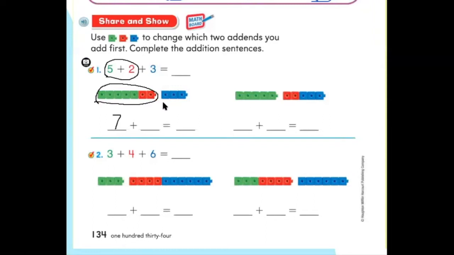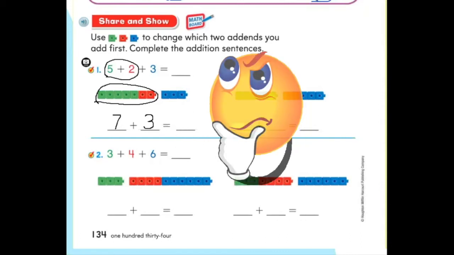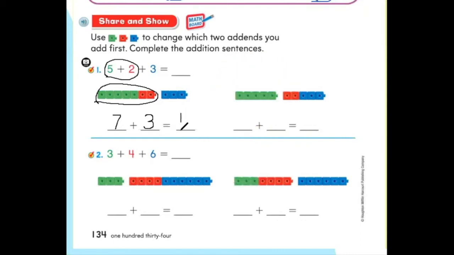Now let's take a look at our next addend. It says plus 3, and the linker cubes show us 3 here. So we just need to add 3. Now our addition sentence says 7 plus 3. 7 plus 3 equals 10. That's right. If you said 10, give yourself a huge pat on the back. 7 and 3 make 10.